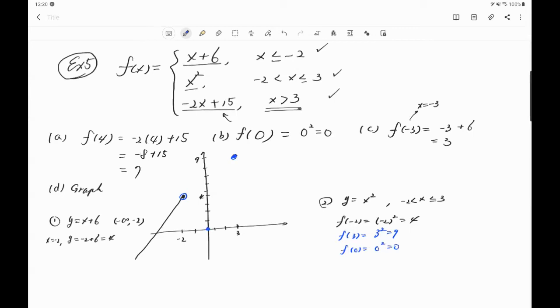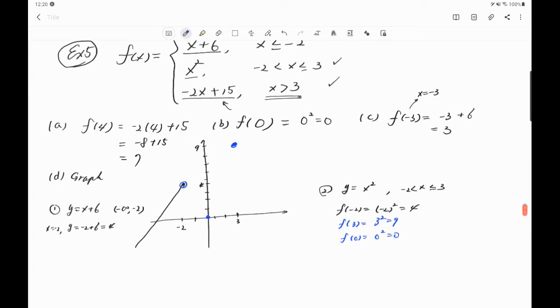So this one is a quadratic equation, and it's something like this. It stops here. The graph stops here because the x value is starting from negative 2 to 3, and negative 2 is not included, so I'm going to use an open circle.